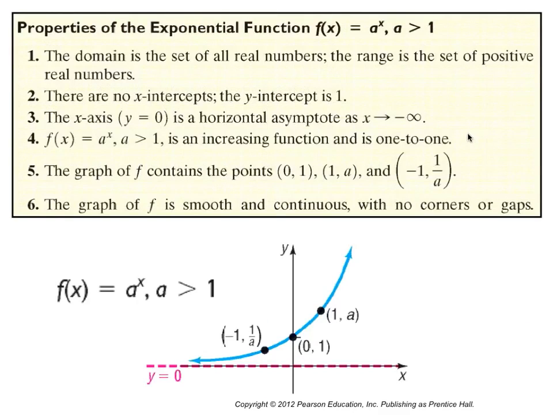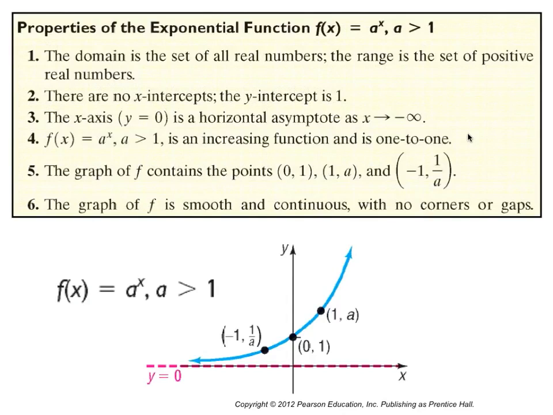So this is kind of a list of properties that holds true for any exponential function where you have f of x equals a to the x, where a is greater than 1. Okay, I want to make sure we distinguish this because a less than 1 actually looks a little bit different. So the domain is going to be all real numbers. The range is going to be all positive real numbers. There aren't any x-intercepts. We actually have an asymptote, but the y-intercept is 1. The x-axis, which is just the line y equals 0, is going to be a horizontal asymptote as x approaches negative infinity. F of x equals a to the x, where a is greater than 1, is going to be an increasing function. It's going to be 1 to 1.